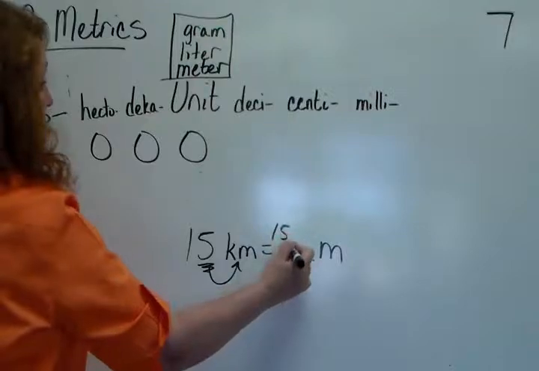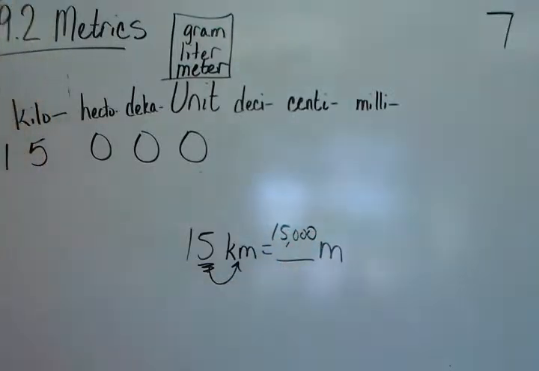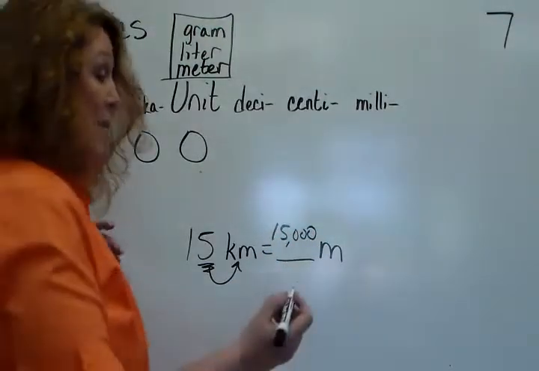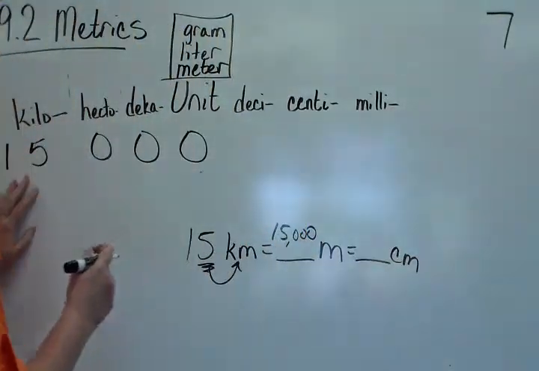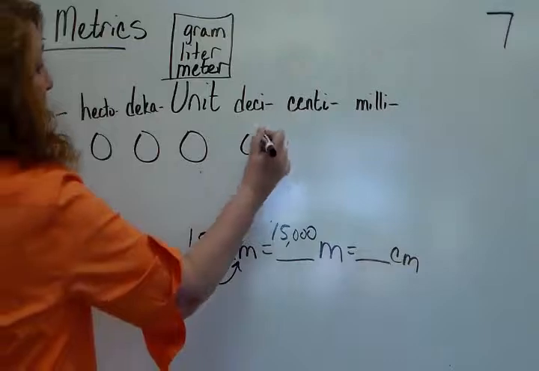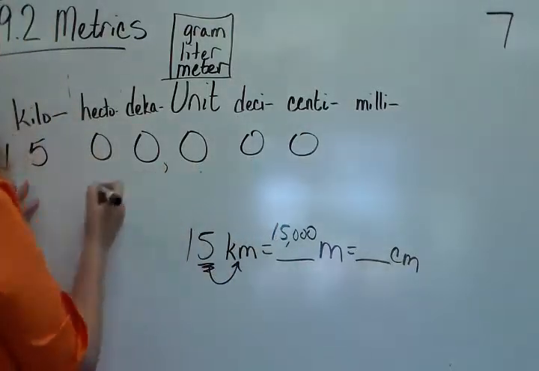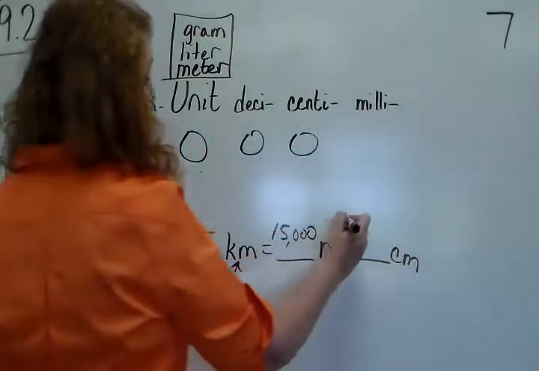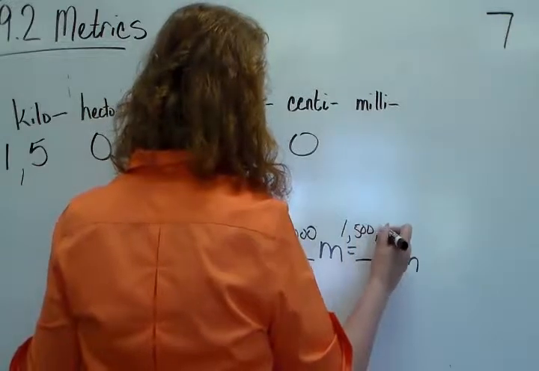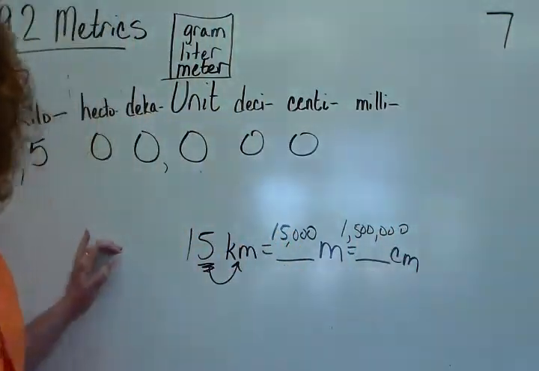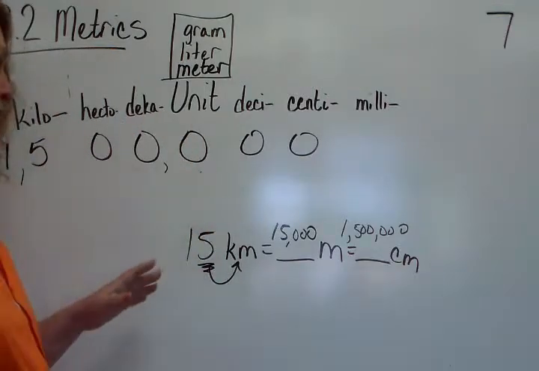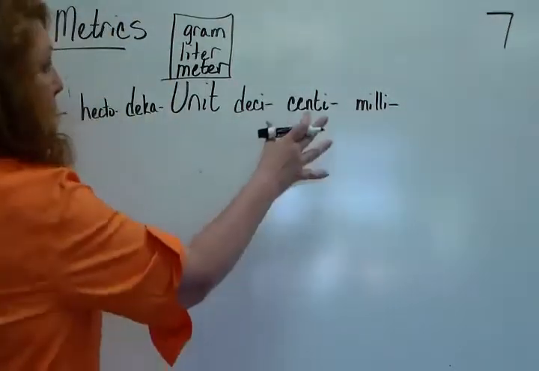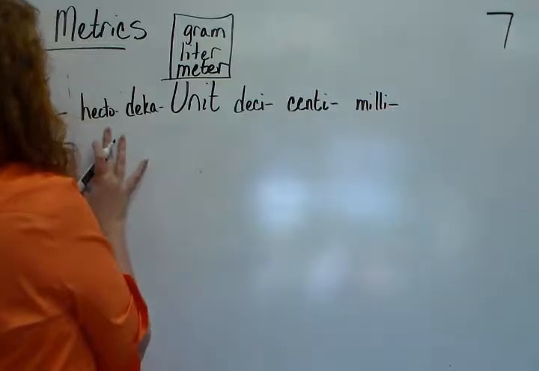This is 15,000 meters. And how many centimeters is it? We could even figure that out. 15 kilometers, centimeters has to end over here. It's actually 1,500,000 centimeters. So it's really easy to play with numbers this way. What happens if we start with a small unit and we go to a bigger unit?